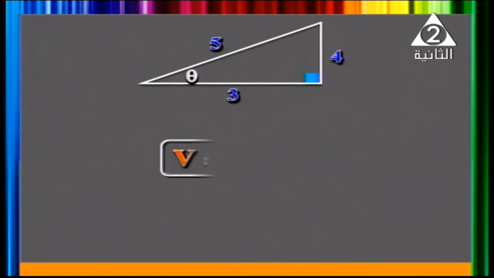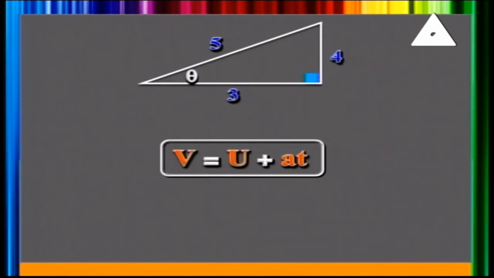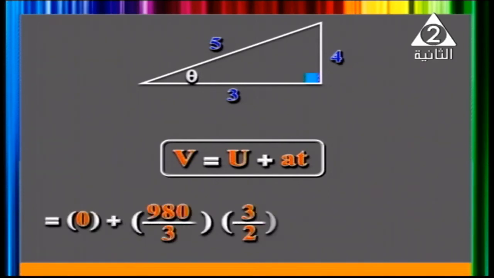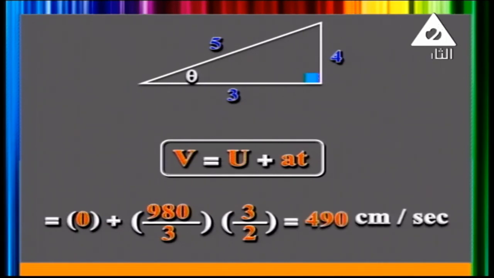My dear student, we use the first equation, V equal V naught plus AT or V equals U plus AT. Substitution about V naught equals 0, why the system start from the rest. And use acceleration 980 over 3, time is 1.5 or 3 over 2. Find the velocity equals 490 centimeter per second is the velocity of motion of the system. When acceleration 980 over 3, the velocity was 490 centimeter per second.